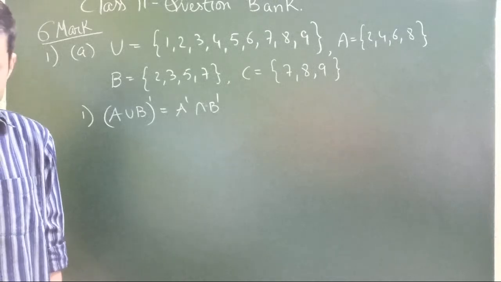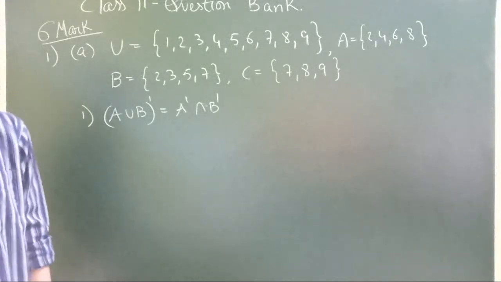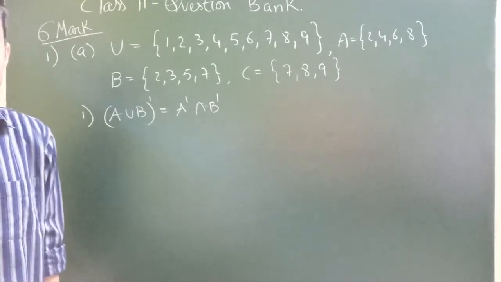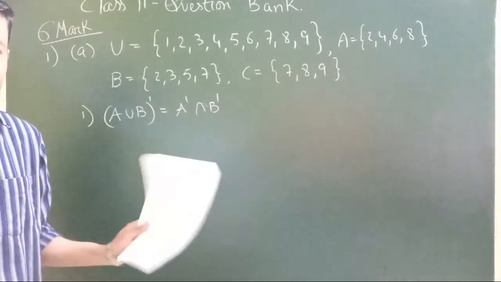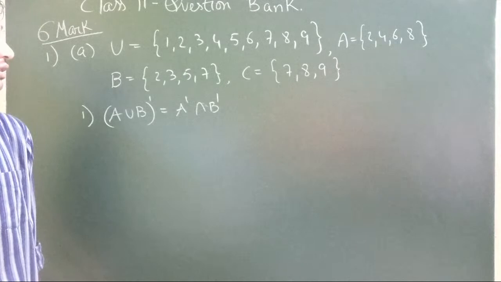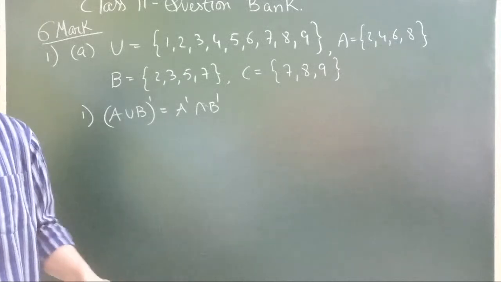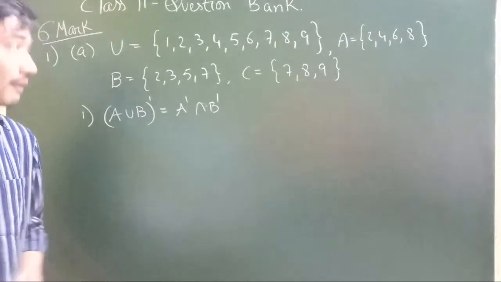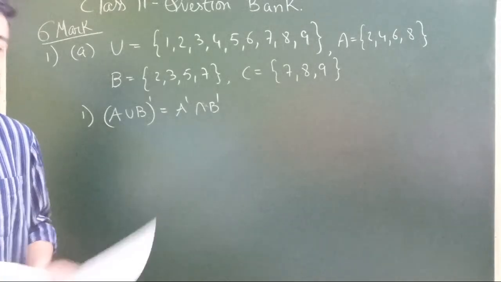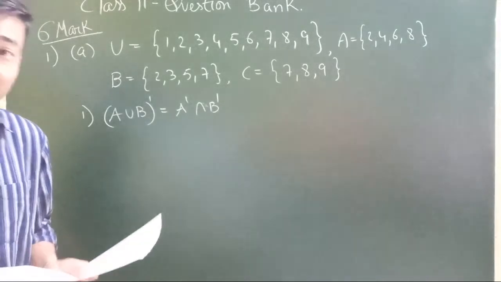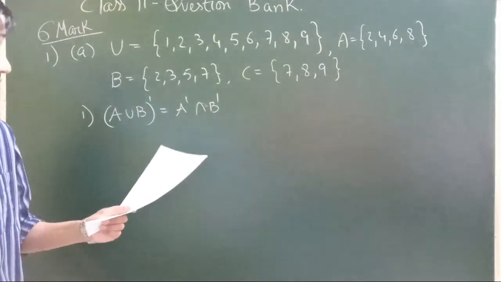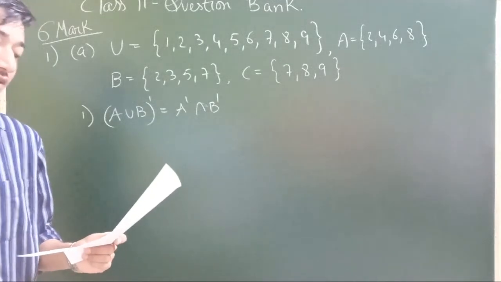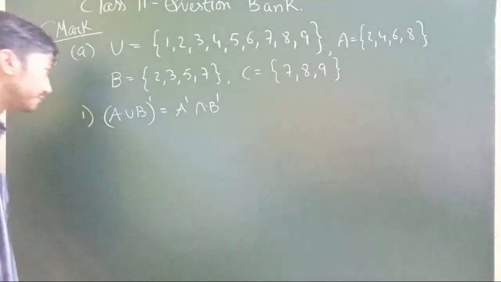The first question that is given to us is from sets, chapter 1. These are the 6-mark questions. I haven't written down the question because I believe you may have the copy. So let's go straight to the question, that is question number 1 in sets. The universal set is given to us: 1, 2, 3, 4, 5, 6, 7, 8, 9. The sets A, B, C are also given. We are just to verify some of the operations that are given to us here. Alright, let's begin.